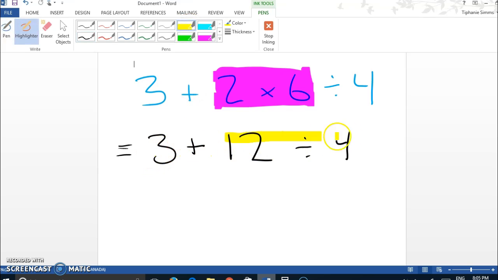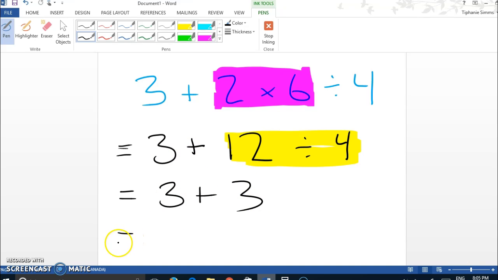Oh, here's division. 12 divided by 4. Boom. So again, equal sign. If you want, I'm just being fancy with the equal sign. That doesn't really matter. But 3 plus, I'm not doing that. 12 divided by 4 is 3. And now we're down to the nitty gritty. That gives us 6.